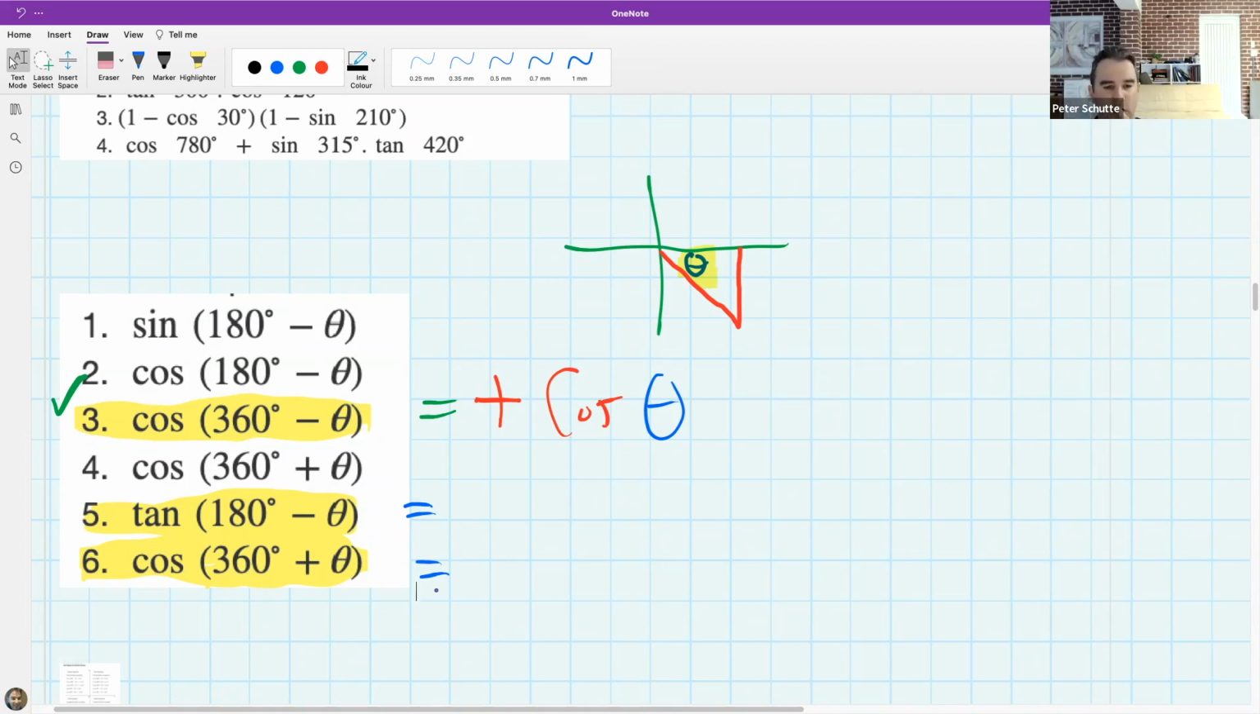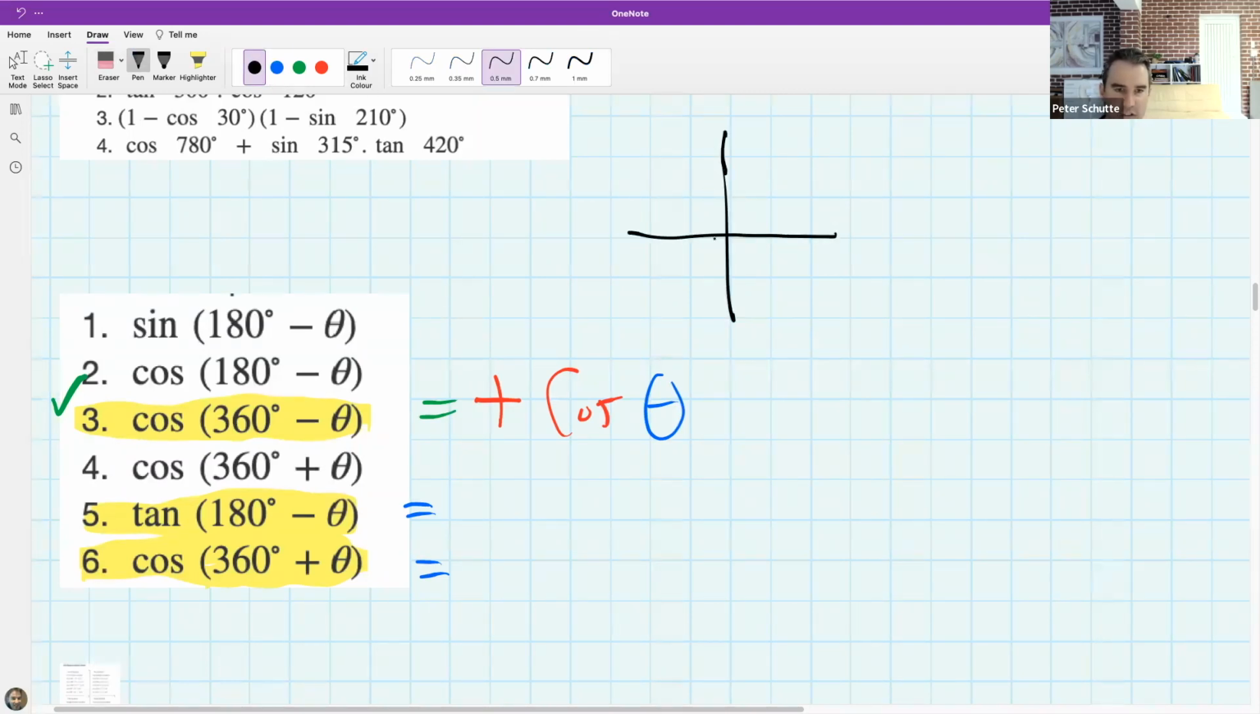What do you get for number 5 and what do you get for number 6? What I'm going to start doing is a little drawing to help me. So 180 minus theta, what quadrant is it in? It's going to be in this quadrant, since this is how far away it is from the nearest horizontal, and we get minus tan theta.